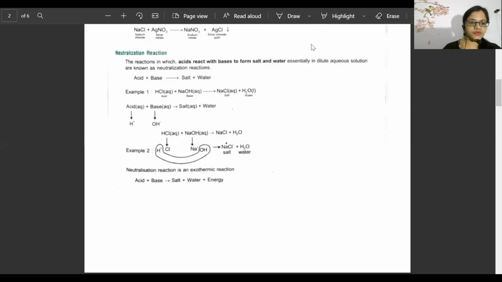Yes, all your classes will be recorded and it will go to your group immediately after the class. So you know that process.